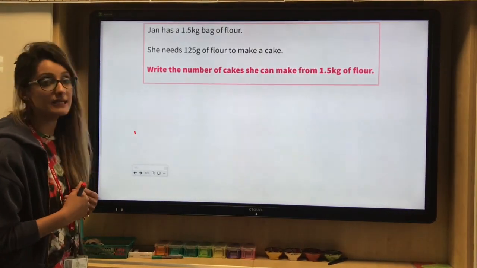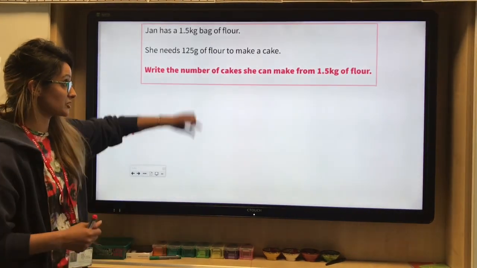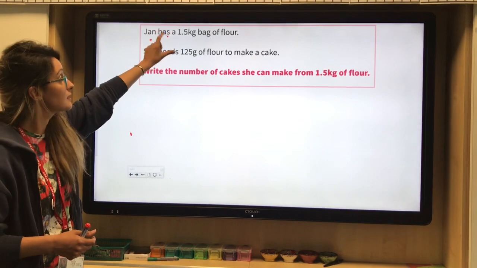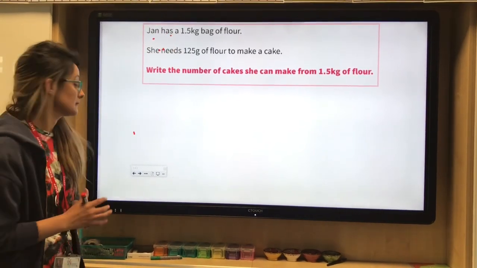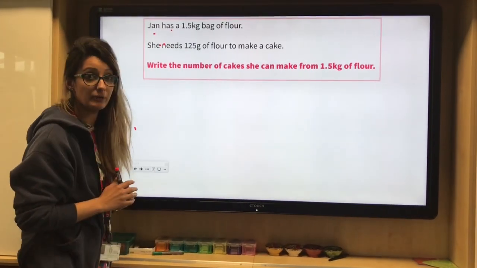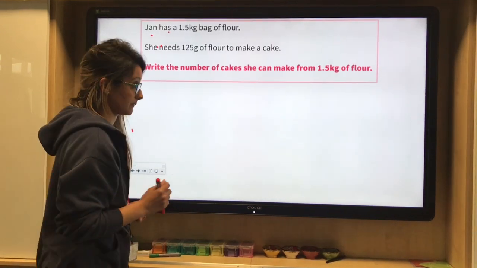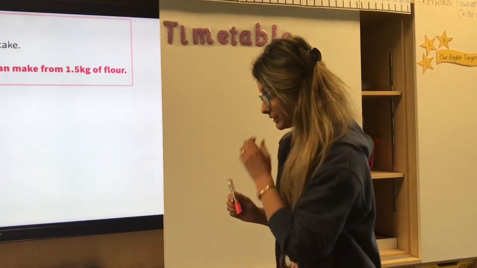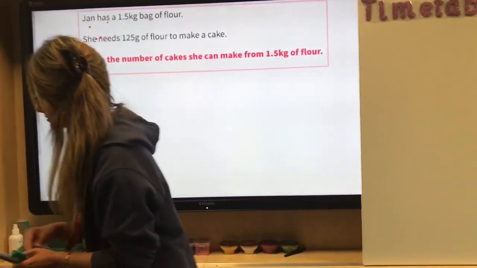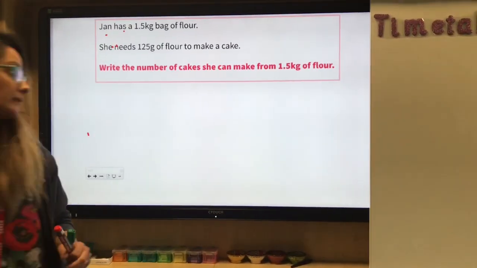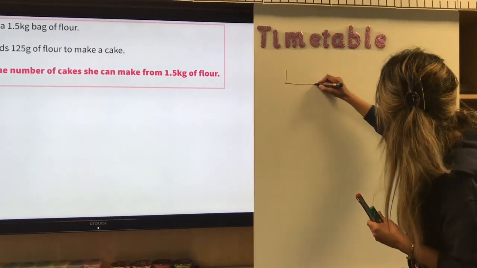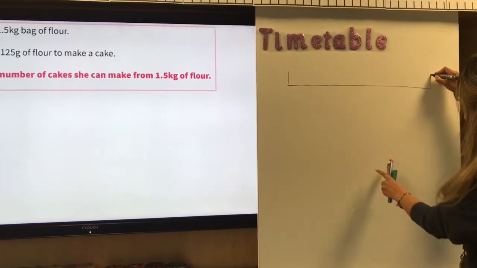The first thing I need to do, looking at that information, is convert these units of measure, which are the units of mass, so they are the same. And the easiest way is to get rid of that decimal point and convert 1.5 kilograms into grams. So, I'm going to start putting it into a bar model. I'm going to use lots of different colours so you can see what I'm doing here. Now, first of all, Jan has this bag of flour, and this is the top part of my bar.